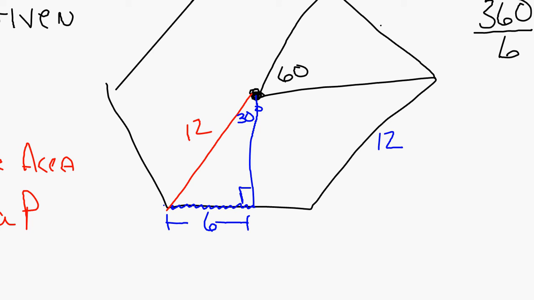So what's the perimeter? The perimeter is going to be 72, which is 12 times 6. What's the relationship between the short side and the long side of a 30, 60, 90? Whatever the short side is, times the square root of 3. So this apothem would be 6 radical 3, wouldn't it?